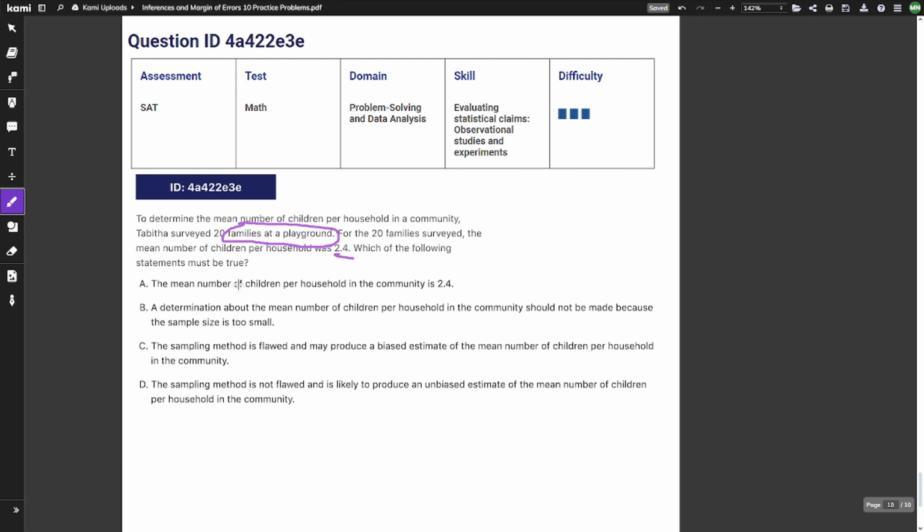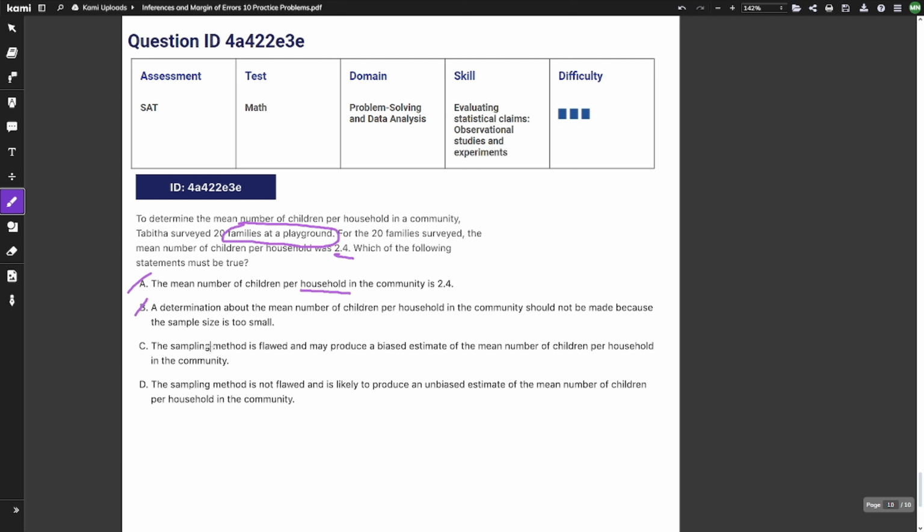A. The mean number of children per household in the community is 2.4. No. I mean, we know it's 2.4 for these families at a playground, but we don't know about every single household in the community. So it's not A. B. A determination about the mean number of children per household in the community should not be made because the sample size is too small. Alright, 20 is not that small, so not B.